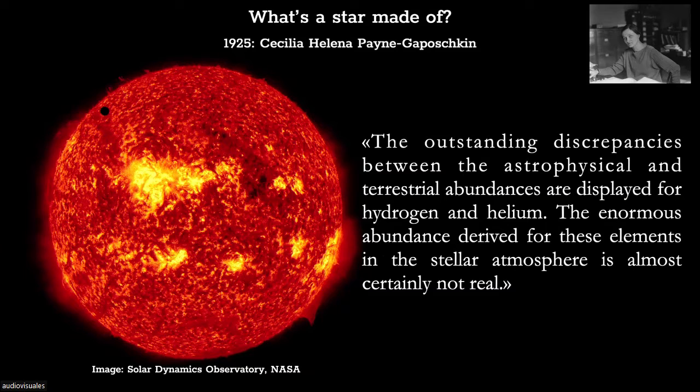As you can see here, this is from her thesis: "The outstanding discrepancies between the astrophysical and terrestrial abundances are displayed for hydrogen and helium, and the enormous abundance derived for these elements in the stellar atmosphere is almost certainly not real." Russell convinced Cecilia Payne to include this as the conclusion of her thesis. Years later, in 1929, Norris Russell realized his error when he checked this for himself.